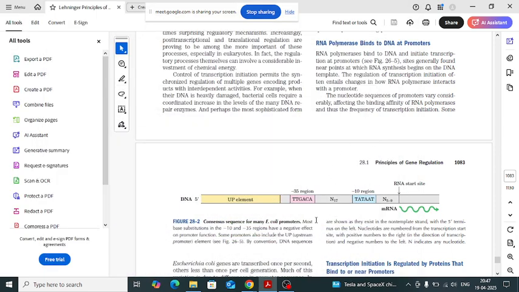Now this is the consensus for the promoter, minus 35 and minus 10, but there are some other regions also which are not defined, so that can be different for different genes.